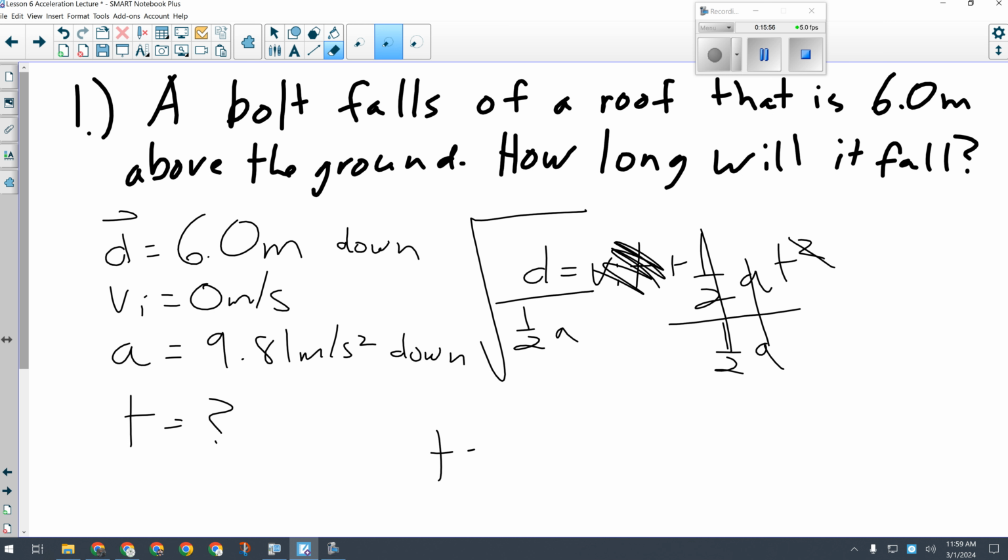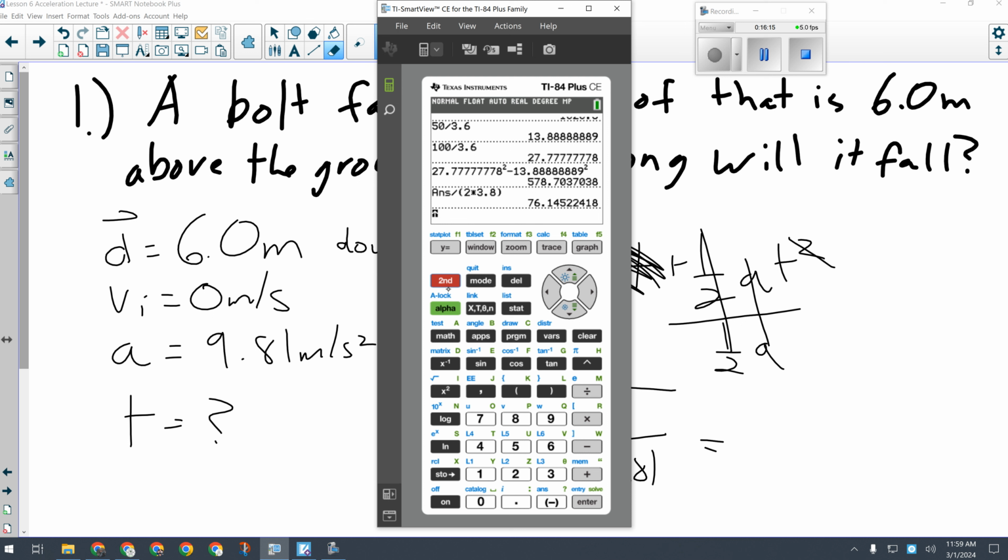Okay? So T will equal the square root of 6 meters divided by 1/2 times 9.81. I'm going to make both of those positive. They're both down. The thing doesn't change direction, so I'm just going to make down positive. Okay? And plug in my numbers. Okay, so that thing is going to take 1.1 seconds before it hits the ground.